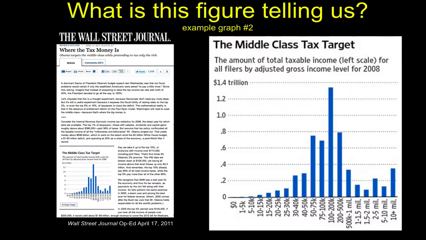So the key hint is on the x-axis. So these are not even categories. The first category is people that make no money. The next bar is $1,000 to $5,000. The next bar is $5,000 to $10,000. So we're following in $5,000 increments. The next one, $5,000. Then the next one, five, and five.